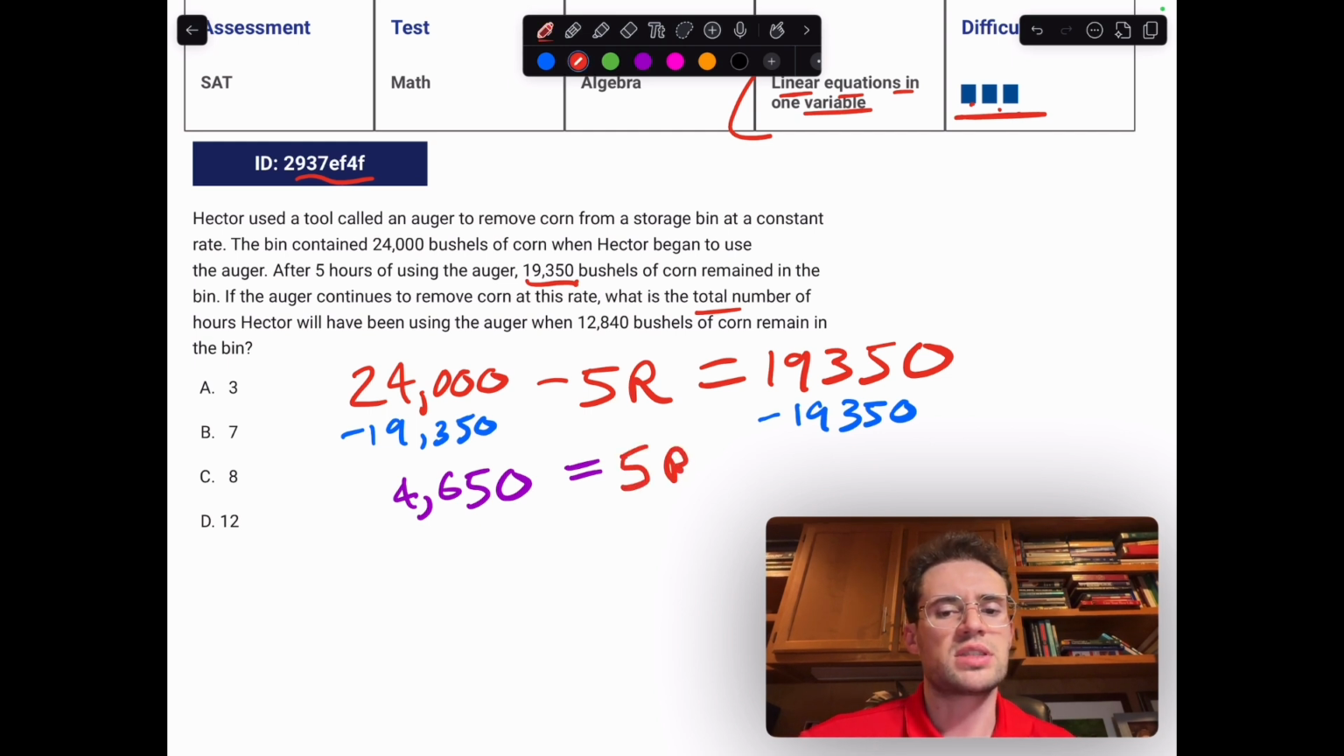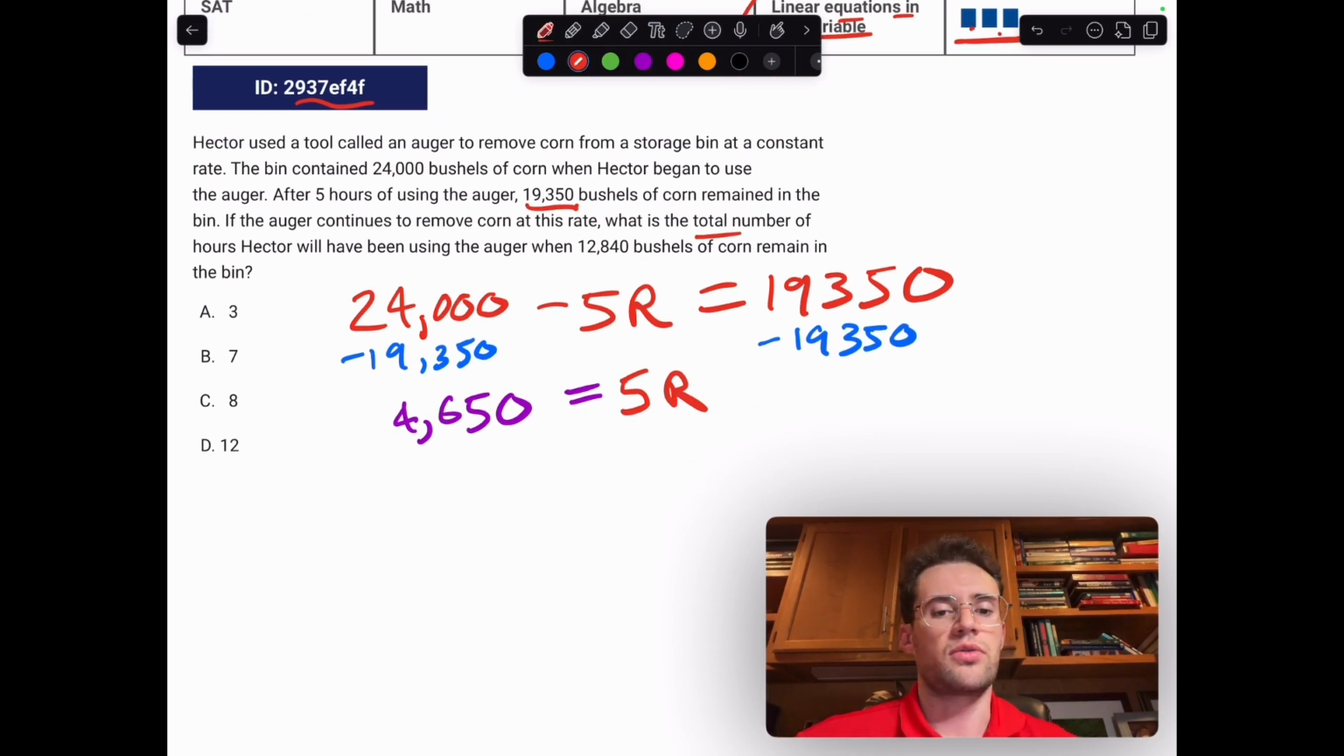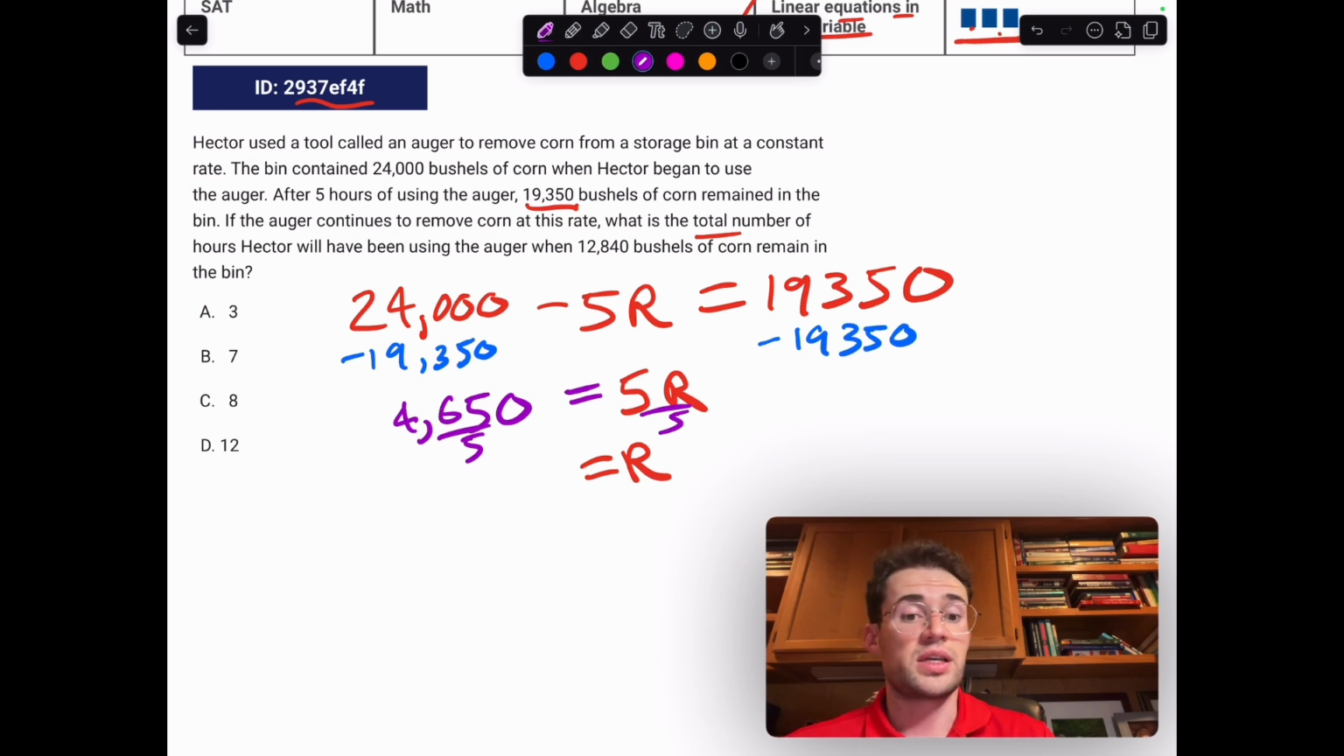So 5 times the hourly decline is equal to 4,650, which means that the hourly decline, so how much it went down each of those hours, is just this divided by 5. 5 goes into 40 8 times, so it's 800, plus 500 would be 1,000, so it's 900. Then 150 would be 30 times. So we have 800 plus 100 plus 30, that's 930. So 930 is equal to R. So every hour it goes down by 930.